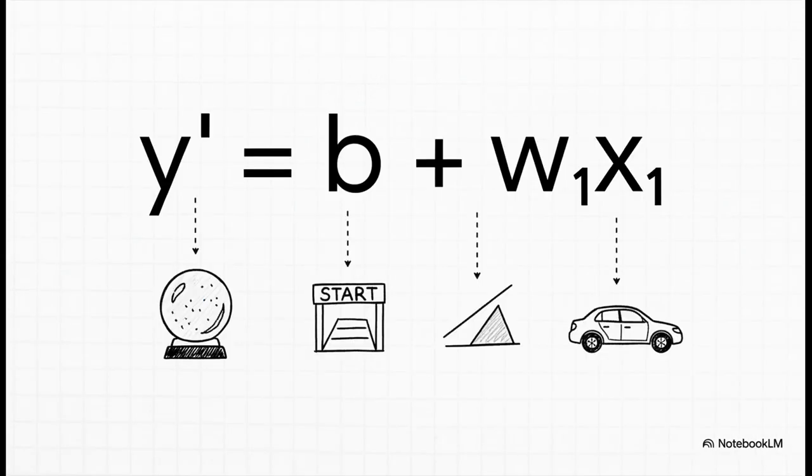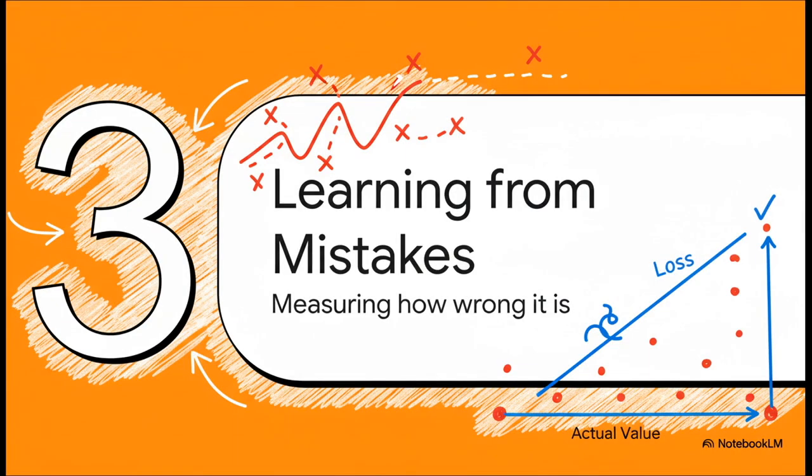Okay, don't panic. I know this looks like something straight out of algebra class, but trust me, it's way simpler than it looks. All this equation is really saying is that our prediction is equal to some starting point plus the steepness of the line multiplied by whatever our input is. That's it.